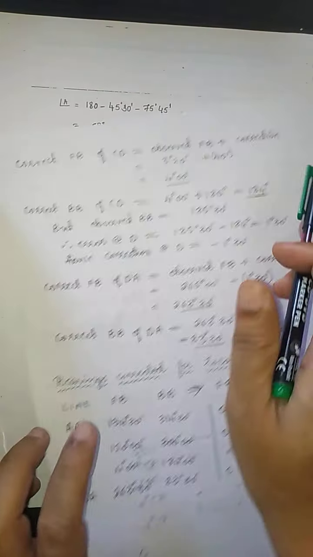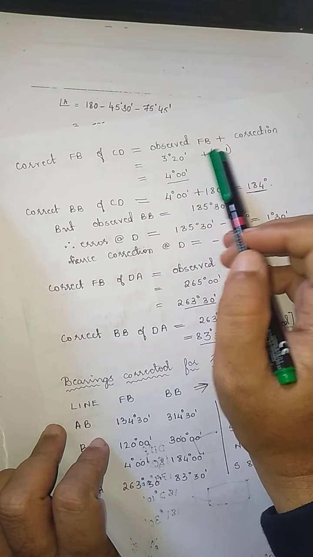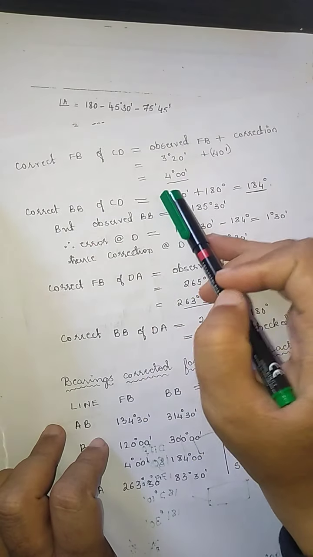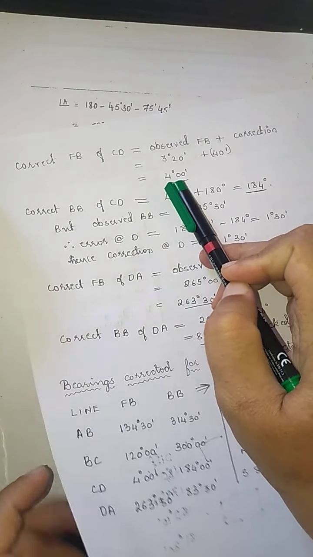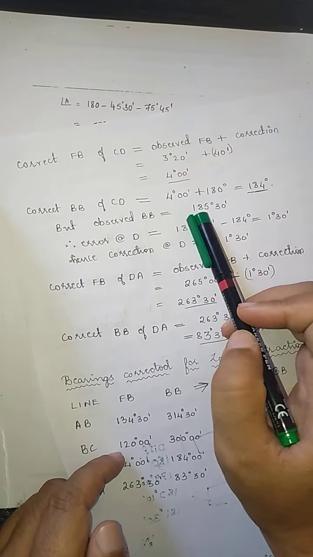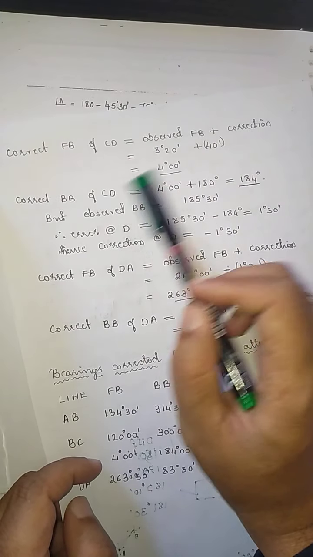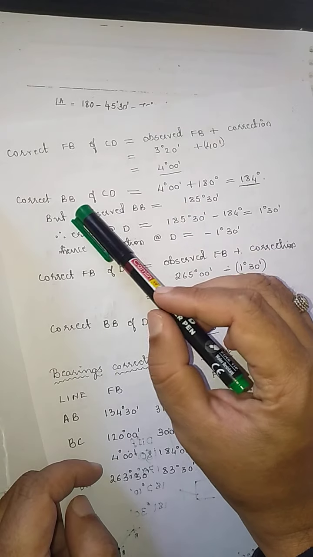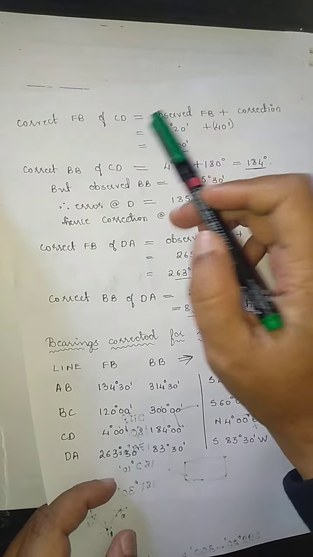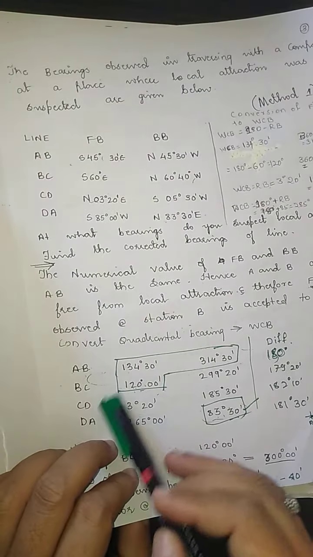So the corrected forebearing of the line CD is 3 degree 20 minutes plus how much shortage is there? 40 minutes shortage is there, so we are going to add it. So the corrected forebearing of line CD is 4 degrees. So the corrected back bearing, since the forebearing is less than 180 degrees, what we need to add in order to get the back bearing, right? Here we have done it for the line CD. Forebearing of the line CD we have made it as 4 degrees.